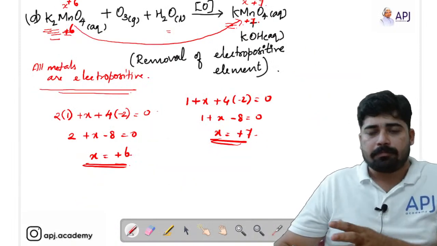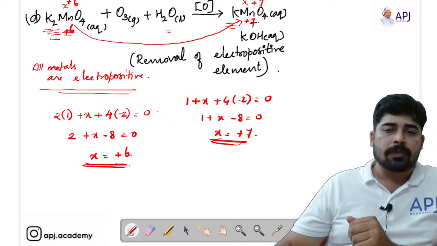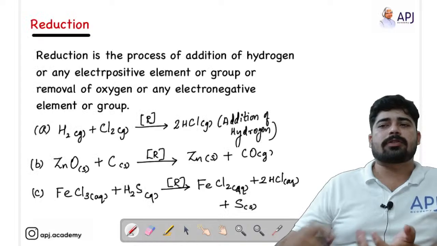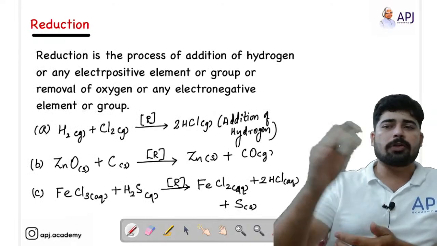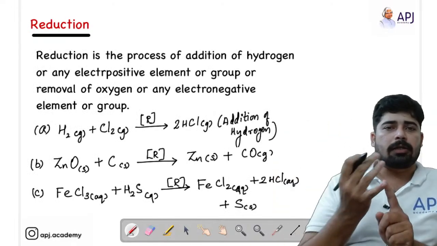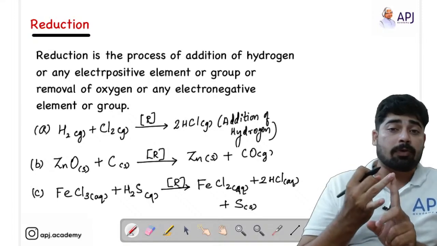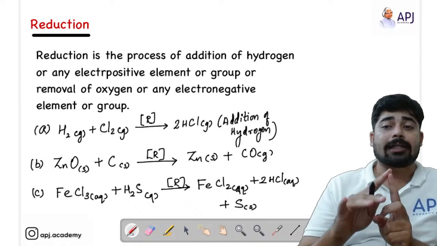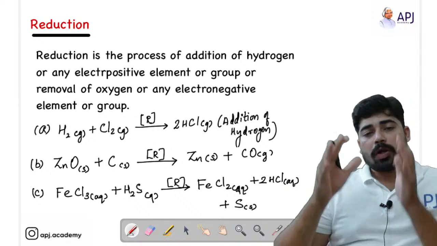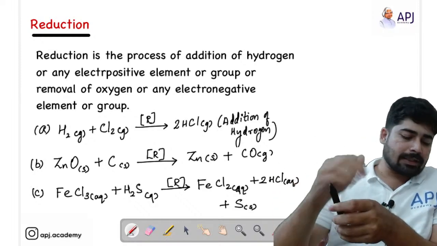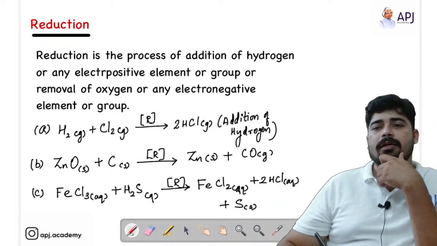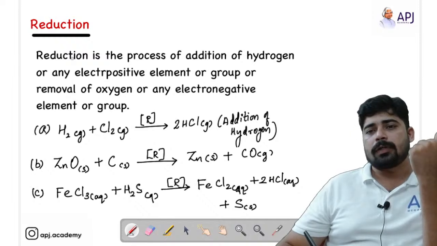If this is clear for you, then reduction is a simple process, because just the reverse of this is called reduction. So what do you mean by reduction? Reduction means removal of oxygen, removal of electronegative element, addition of hydrogen, addition of electropositive element. So what you have studied in oxidation, just the reverse of it will give you the reduction. Just read the definition of reduction.